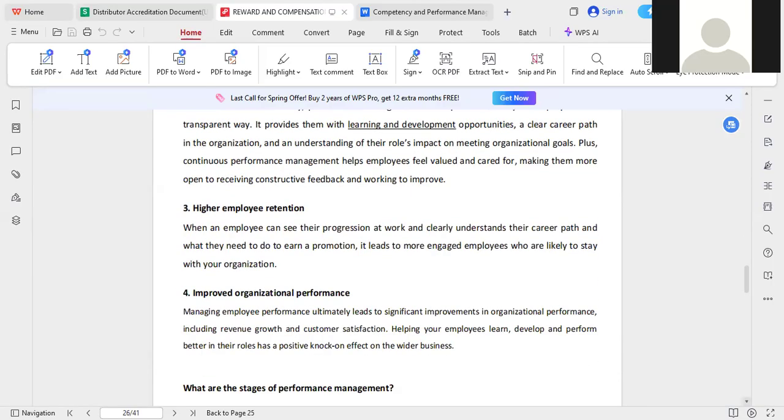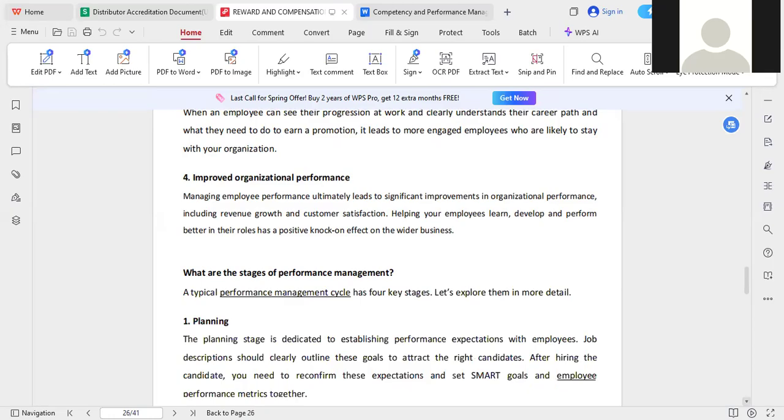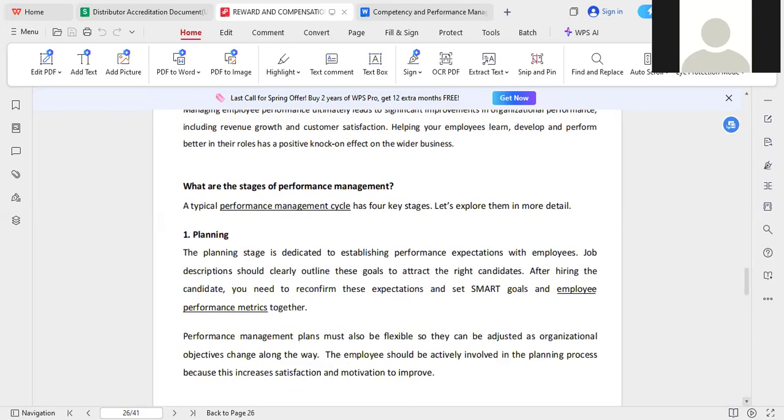Then, higher employee retention rate. There are higher and better chances of keeping your employees when you carry out performance management or appraisals, because it helps you see, know, and understand how to improve employees, and then improve organizational performance generally. So let's look at the stages in carrying out performance management.